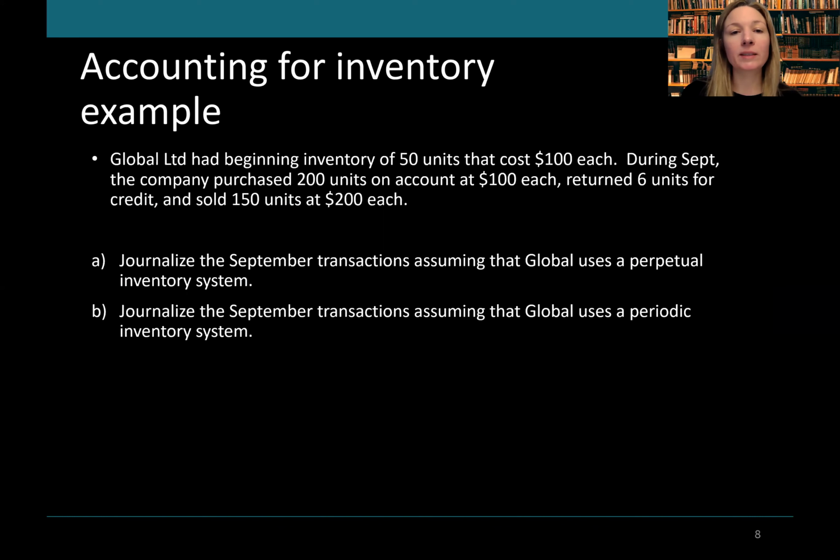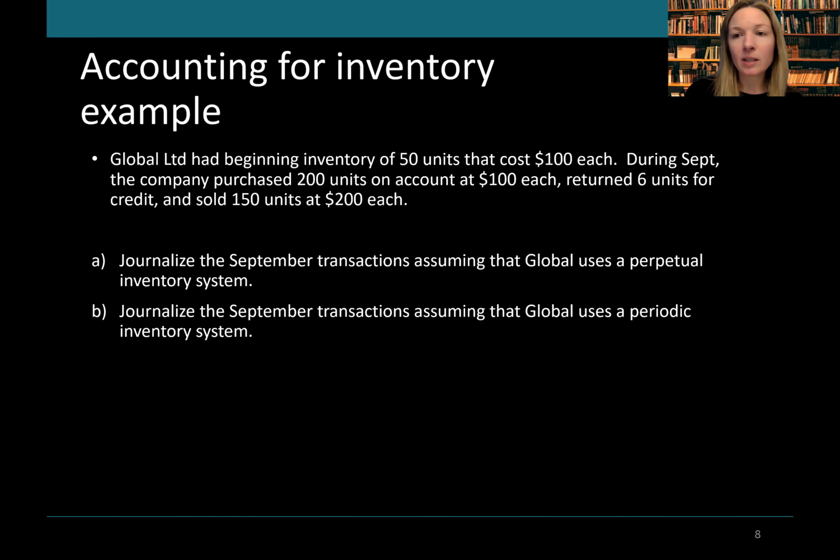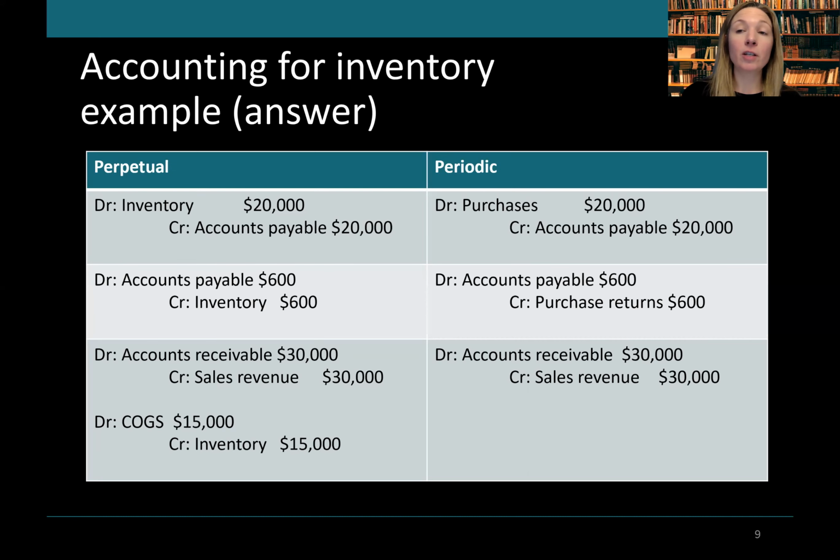And the cost of goods sold: we sold 150 units, sorry, and the cost of those units is $100 each. So 150 units is going to give us $15,000. So we're going to debit cost of goods sold and then credit inventory. You can see we're directly decreasing the inventory on our balance sheet when we are recognizing that cost of goods sold under the perpetual system.